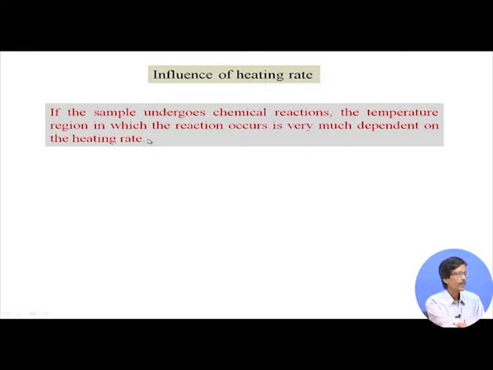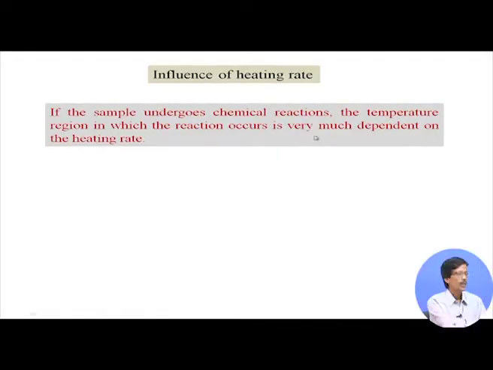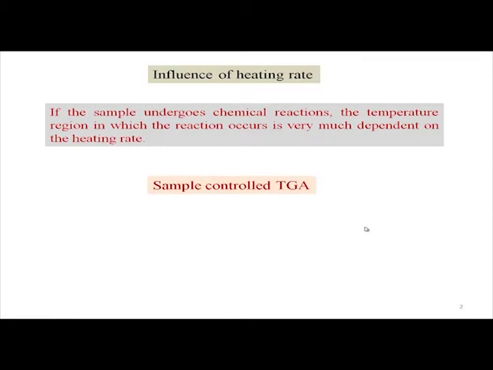Now, we are bringing in the rate of heating for the furnace, because so far we have been talking about a mass loss, and that mass loss will correspond to a physical change, and that physical change also can sometimes be correlated to chemical degradation. But in this particular case, we now see the effect of the heating rate, and that gives rise to a particular technique which we can consider sample controlled TGA.